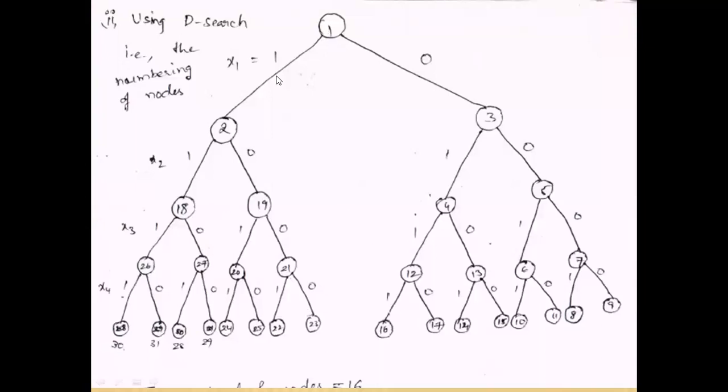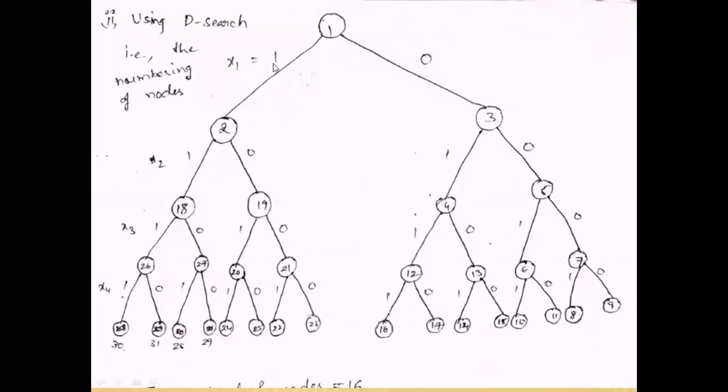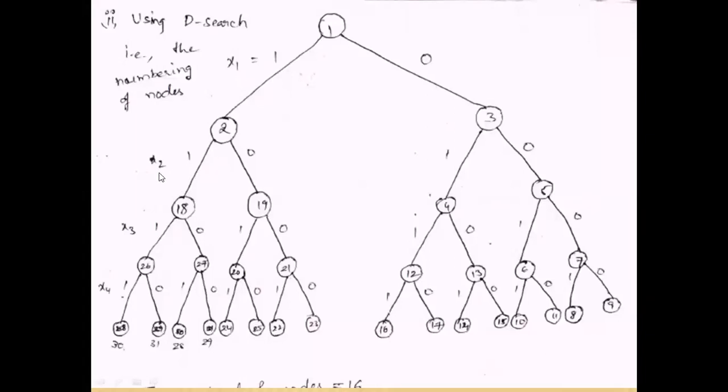Suppose x1 is represented from the 0th node to the first level. From the 0 level to the first level, x1 is either 1 or 0. Next, x2: suppose x1 equal to 1, x2 is either 0 or 1. Same here, x1 equal to 0, x2 is either 1 or 0. Same for x3: suppose x1 equal to 1, x2 equal to 1, x3 is either 0 or 1. Suppose x1 equal to 1, x2 equal to 0, x3 is either 0 or 1.